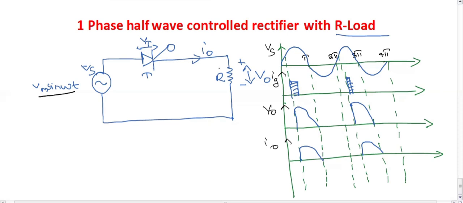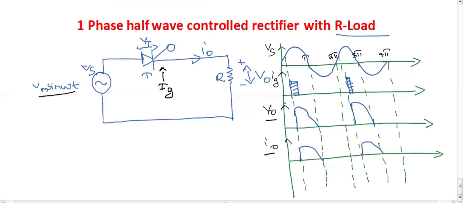And we have the R load here. So I naught is the output current, and V naught is the output voltage, IG is the gate pulse. This is actually the circuit without the control circuit. I have not shown the control circuit here. So we have a control, IG gate is given here. Then the source voltage Vs.